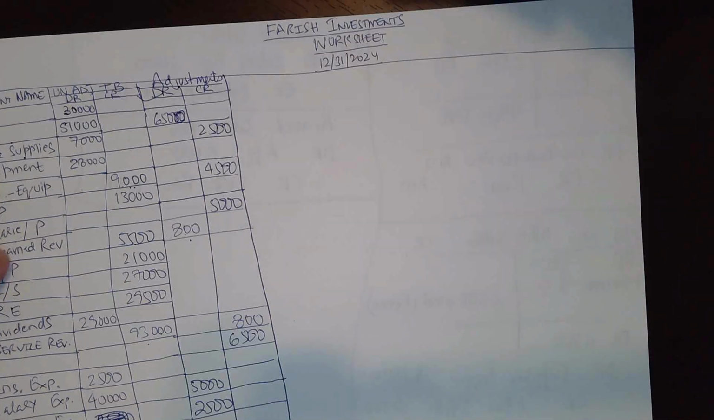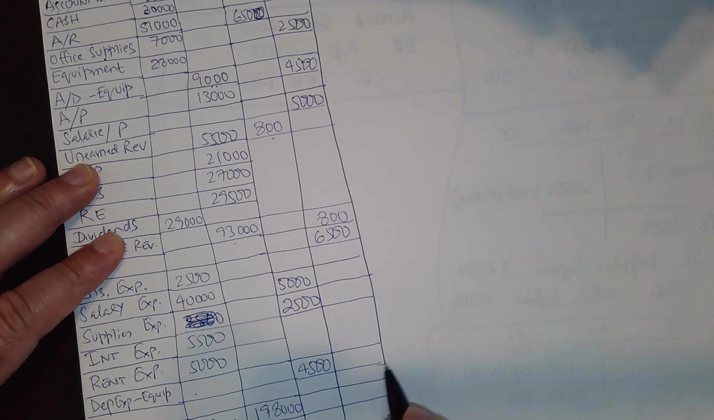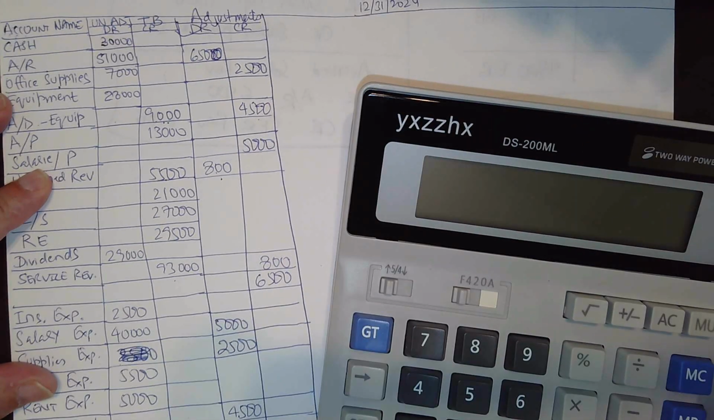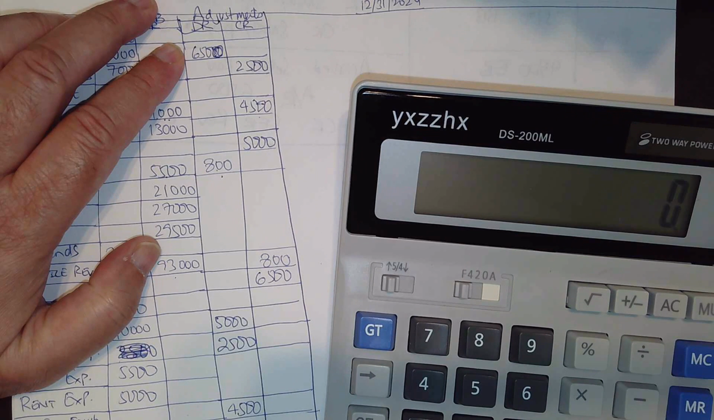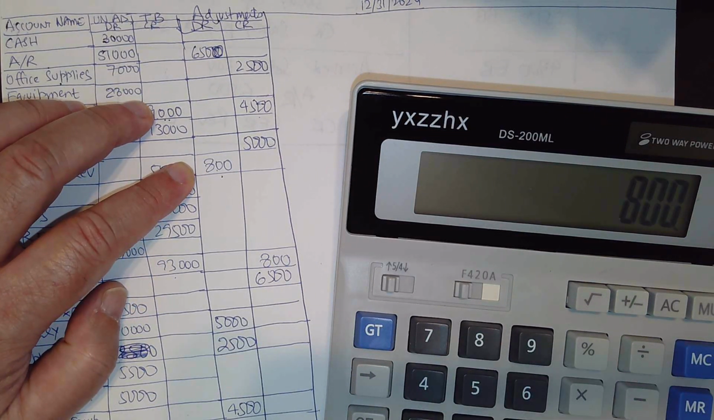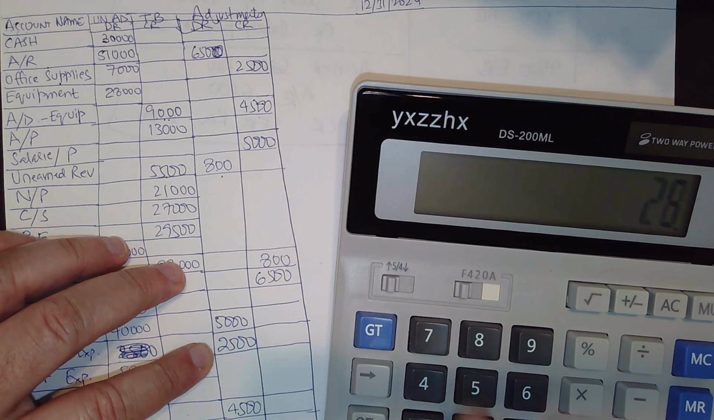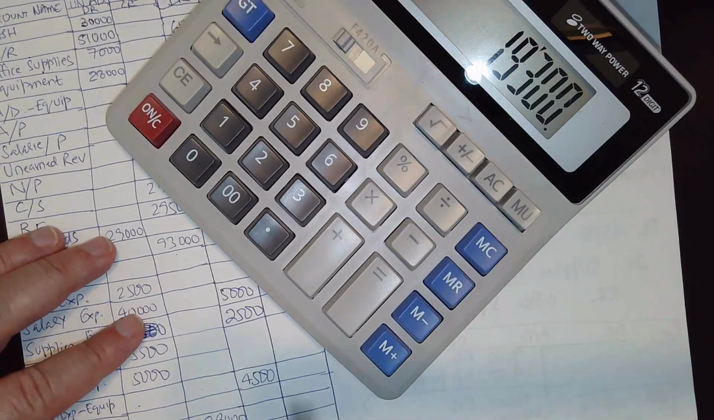Now we are going to calculate the total. So what is the total for everything on this side? We add 6,500 plus 800 plus 5,000 plus 2,500 plus 4,500. It's 19,300. So we have a total of 19,300.